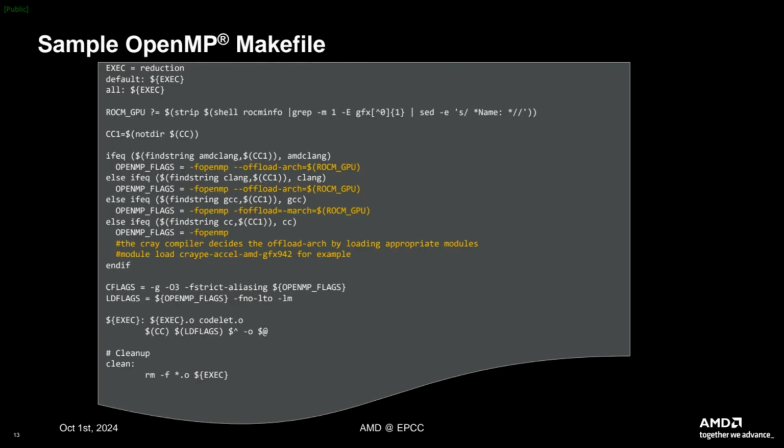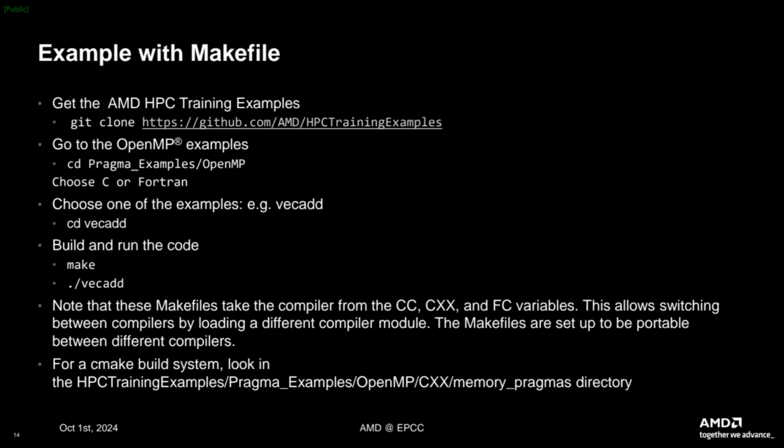So in the makefile, you may include it like this. I won't dwell on it longer because you can explore it also later in the exercises. You will find them in the training examples repository, like Giacomo already mentioned. There's a subfolder, Pragma examples, OpenMP, and there are C and Fortran exercises in there with readmes, and you can try them later on after this presentation.